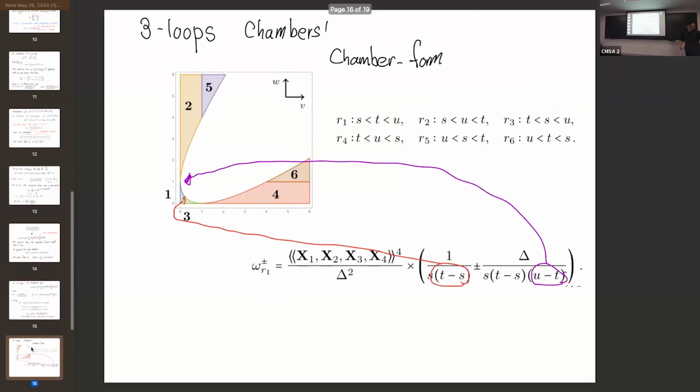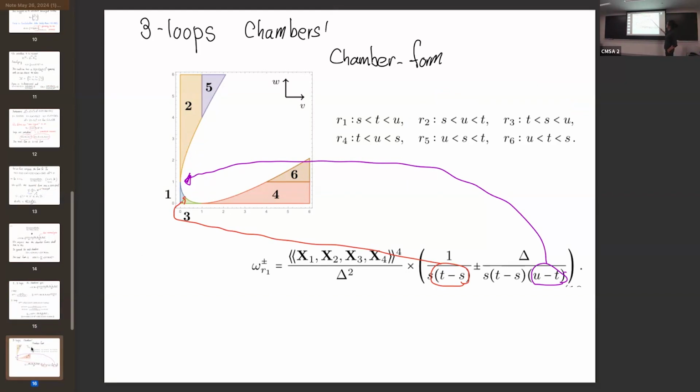Now comes the punchline. At 3 loops, we start to have chambers. Because the tree region is very simple, it's just 2-dimensional, we can really understand the chambers in much more detail here. So at 3 loops, we have 6 chambers, which I'm just numbering 1, 2, 3, 4, 5, 6. The boundaries of these chambers are very simple. They're actually just the relative ordering.